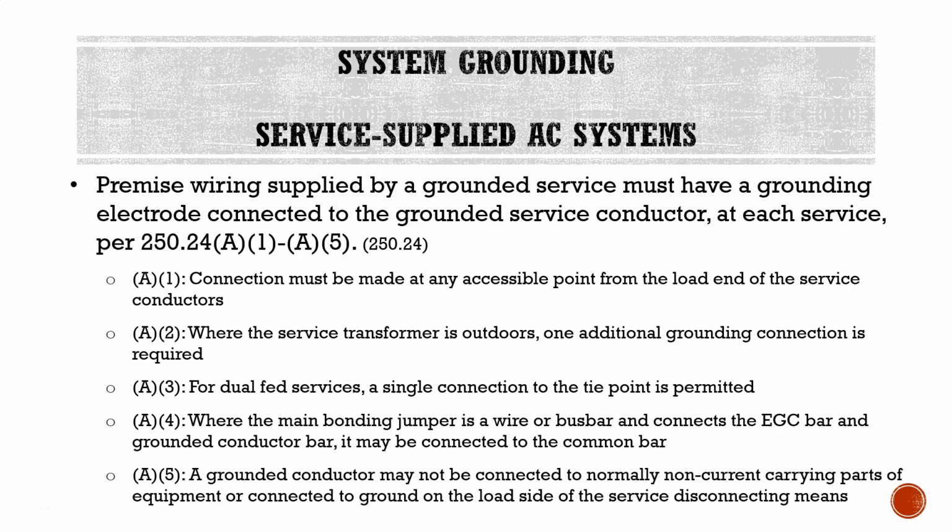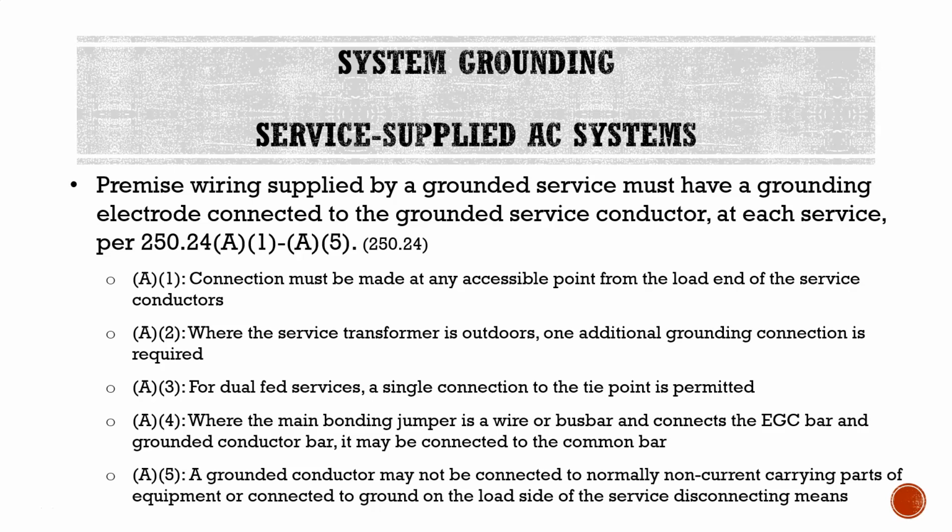So this is a lot of information to break down and digest here. I'm going to try to talk through each of these briefly so this lecture doesn't go on too long, but to give a little bit more detail. So A1, connection, and once again, the connection we're talking about is the connection of the grounding electrode to the grounded service conductor. That's the connection we're talking about.